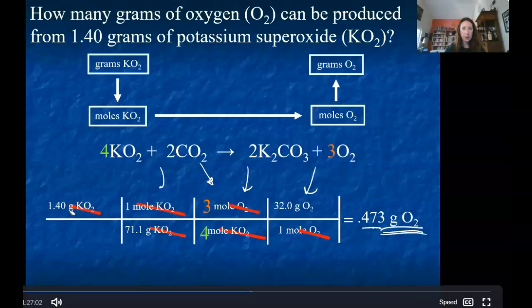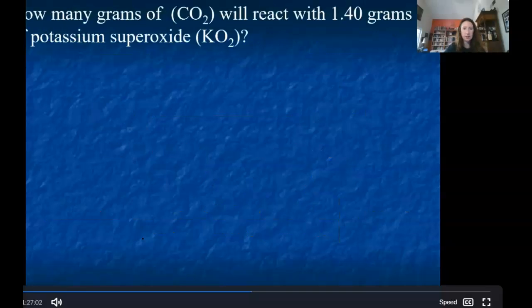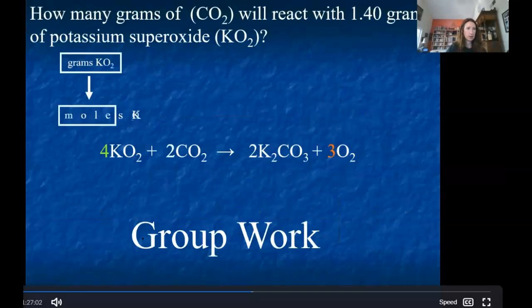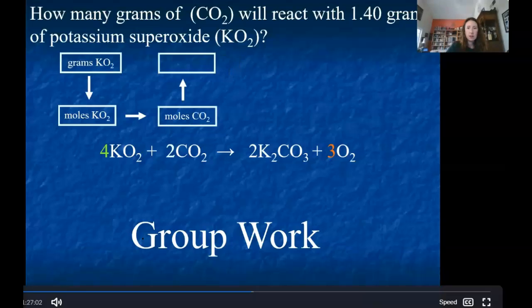Okay, ready for your own? I want to remember these molar masses. 71.1 is KO2. All right, try this one. KO2 is 71.1 grams. It's okay if your work, so I think we all agree that I have pretty bad handwriting, but you can have bad handwriting, you just gotta be organized. That's the key, it has to be organized. It doesn't have to be neat, just needs to be organized.